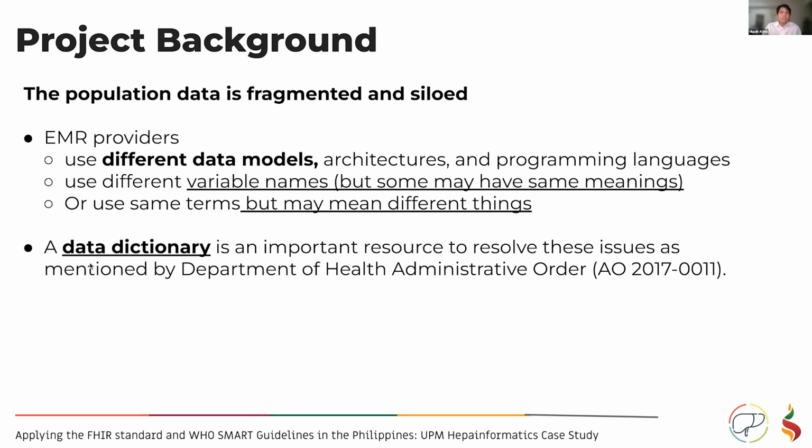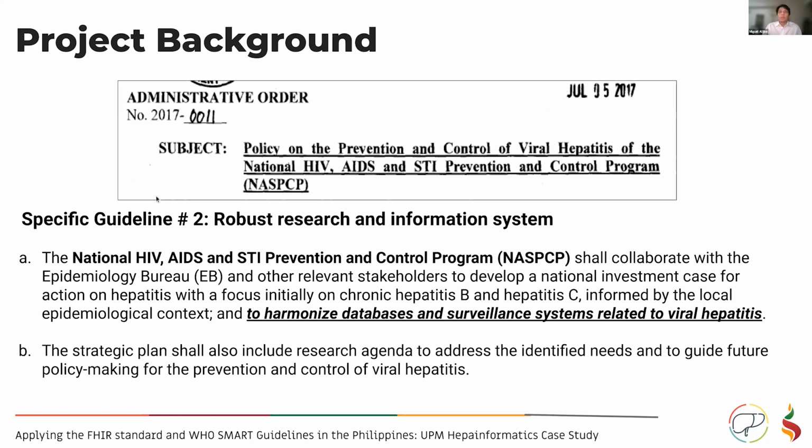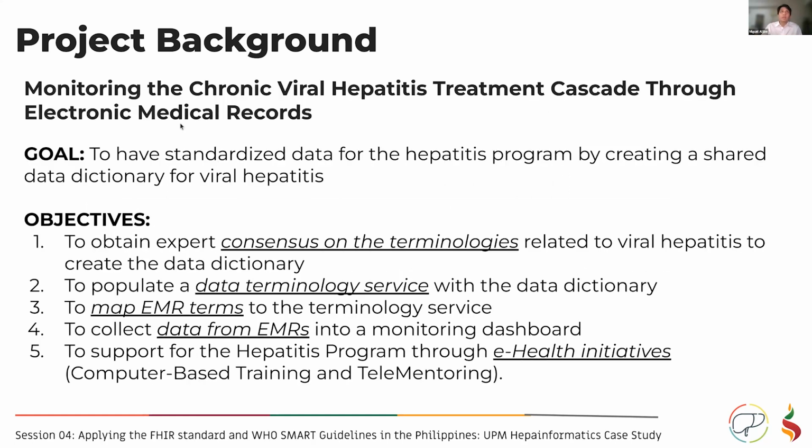So in this case, a data dictionary, as suggested by a government administrative order, is one possible solution. The government has some legal mandates that promote the establishment of harmonized databases and surveillance systems. So based on the need to aggregate the data and the fact that there is legal support for it, this is what prompted the creation of the HEPA Informatics Project, or more formally, monitoring the chronic viral hepatitis treatment cascade through EMRs.